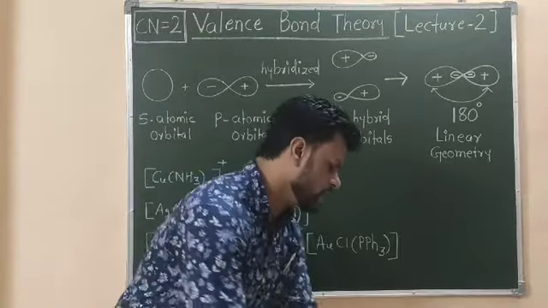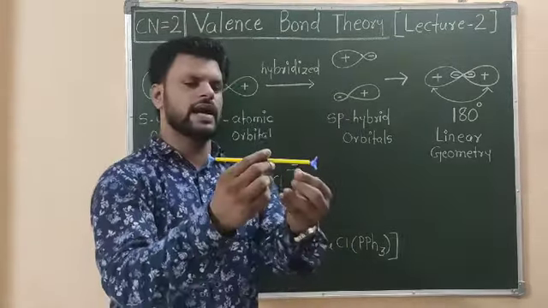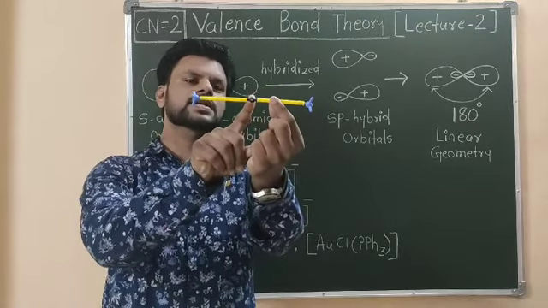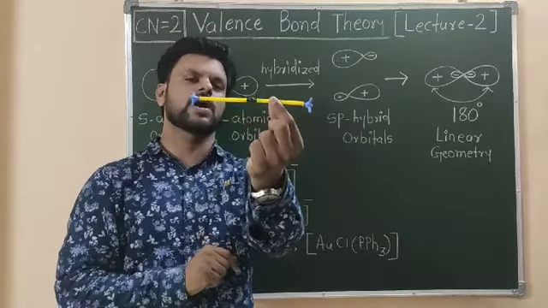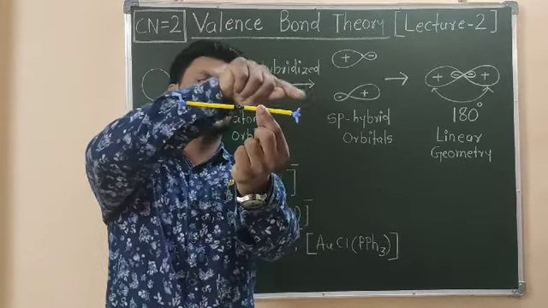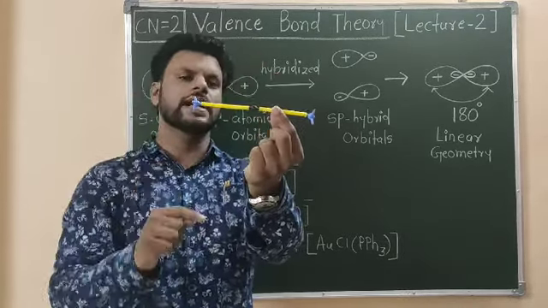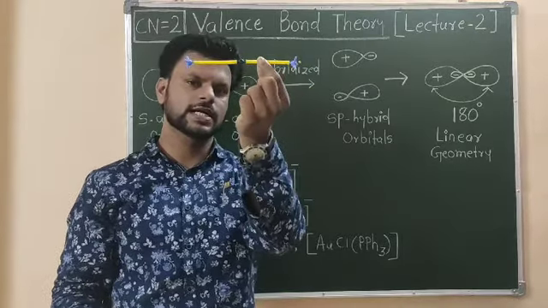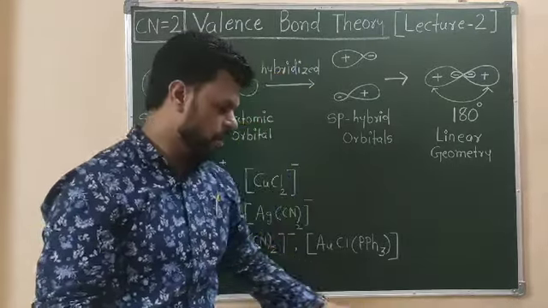So let's take this as my complex. Imagine this is a linear complex, and black is the metal ion or metal atom, and these two are the ligands. The angle between the ligands will be 180 degrees, and below also we have a 180 degree angle. Such complexes we know as linear or diagonal complexes.